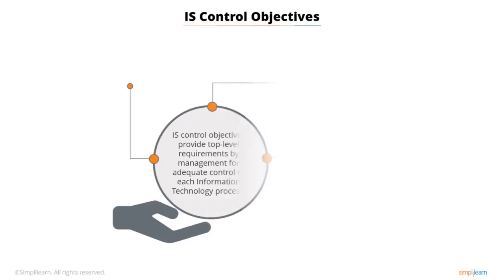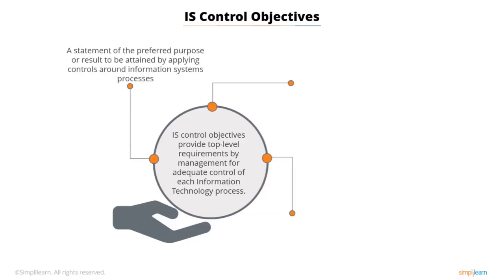Now, IS control objectives are top-level requirements that management sets for adequate control of each IT process. IS control objectives are first of all a statement of the preferred purpose or result to be attained by applying controls to particular information systems. In other words, by implementing this control, whether it be a physical login sheet, an anti-malware system, or whatever it might be, what is it you want to attain by doing this? What do you hope will be gained?